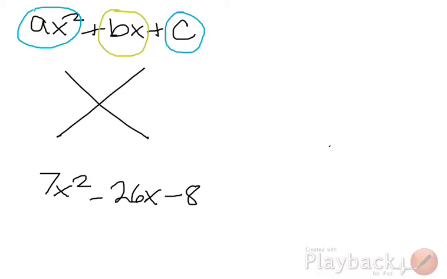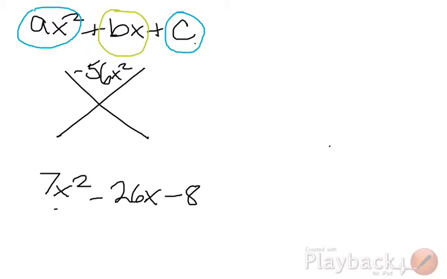The top portion will be the product of our A and our C, our first term, the ax squared, times the c. So in this case, we're going to multiply the 7x squared times the negative 8. Then in the bottom portion, we go ahead and put our b term right there. That's the middle term, so the negative 26.